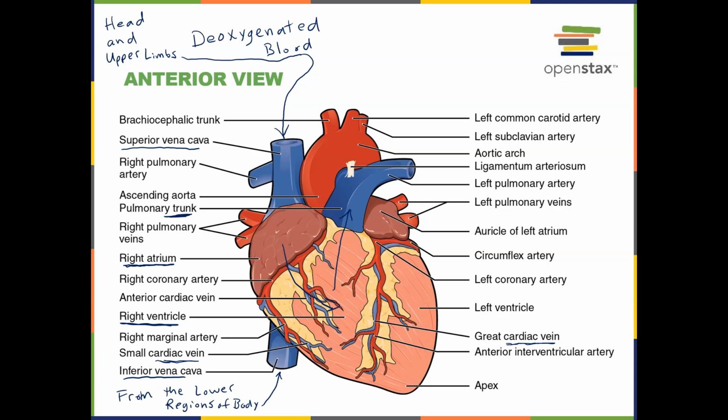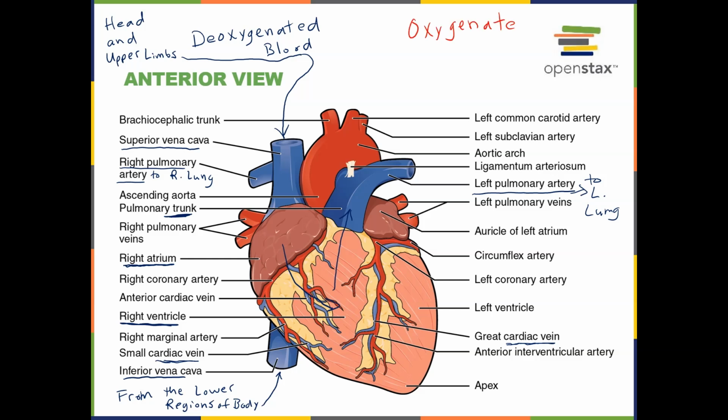The pulmonary trunk then branches into the left pulmonary artery and the right pulmonary artery. The left pulmonary artery is carrying this blood to the left lung, whereas the right pulmonary artery carries this blood to the right lung. Inside of the lungs, there are small blood vessels known as the pulmonary capillaries where gas exchange occurs.